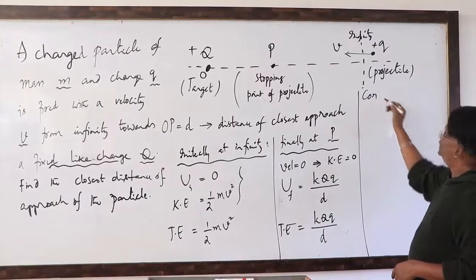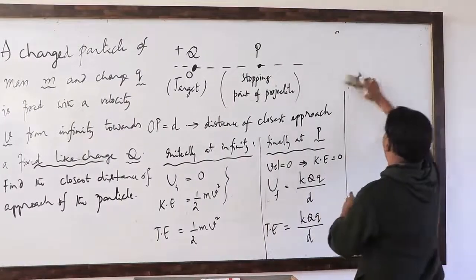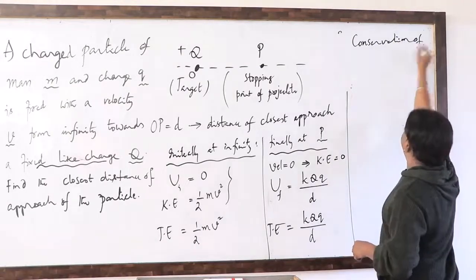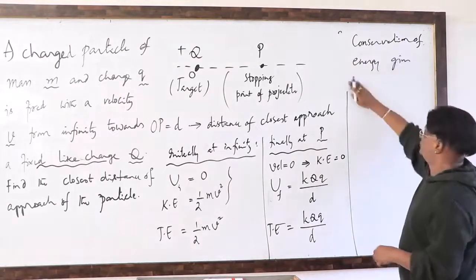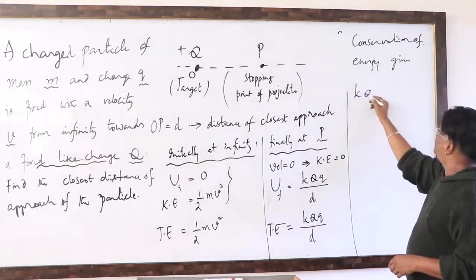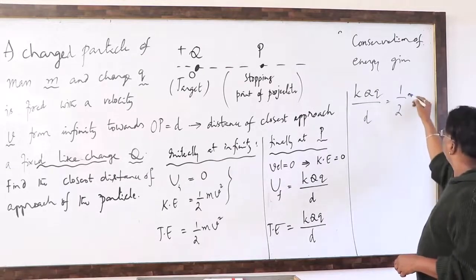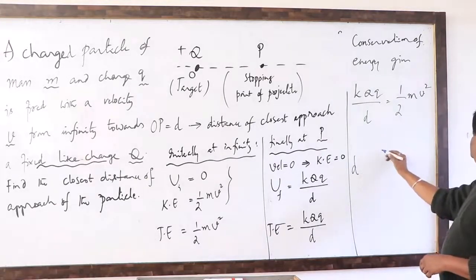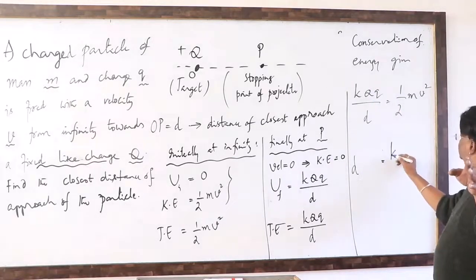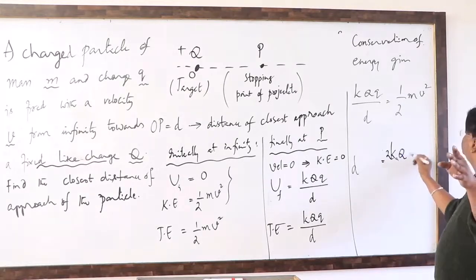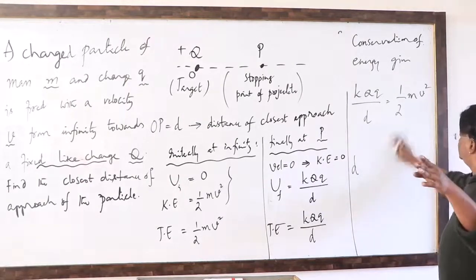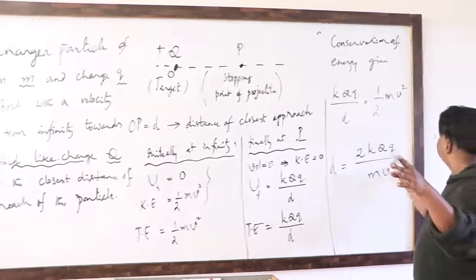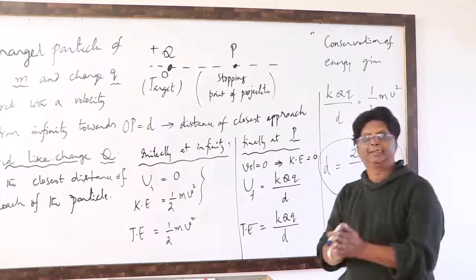Now, conservation of energy gives KQq by D equal to half mv squared. Therefore the final expression for D is 2KQq by mv squared, where K is 1 by 4 pi epsilon. This is the distance of closest approach.